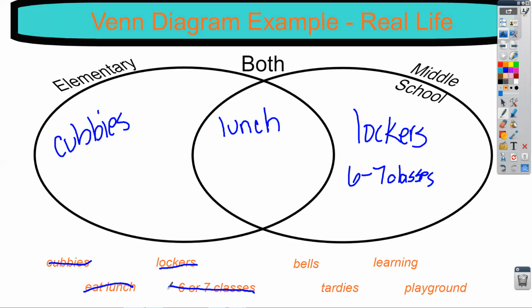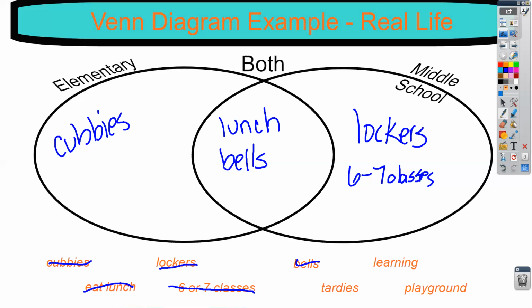Bells, technically you had bells in elementary as well to signify the start and end of school. However, bells is more of a middle school thing, but I guess you could classify it as both. I would argue either one, either both or middle school only. But I guess technically they both did have bells. Same thing with tardies. I could argue either one.